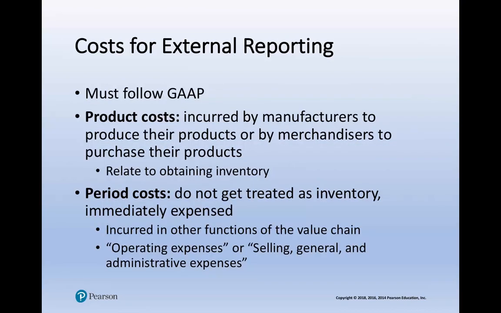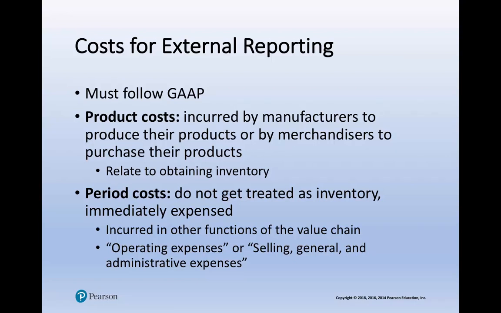So, costs for external reporting. For GAAP, which is what we covered in Accounting 211, we have to break our costs into product or period costs. A product cost is a cost that's incurred, and if we're talking about a manufacturer, it's the costs that are incurred to produce their products. For a merchandiser, that's the cost to purchase our products.